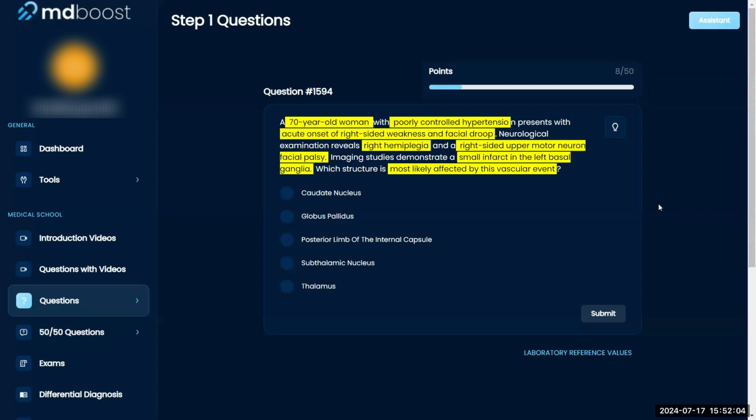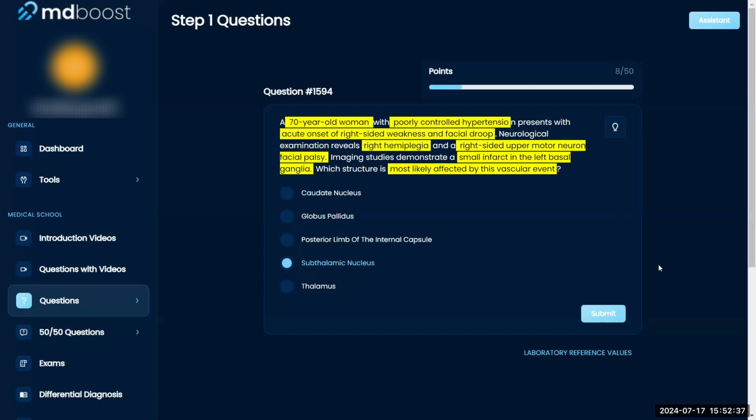Anterior capsule. I don't remember. So what's your gut? Sometimes with these questions, you want to pick your gut answer choice, pick the best, and then learn from it if you can't remember. I would maybe go with subthalamic nucleus, but I really don't know.